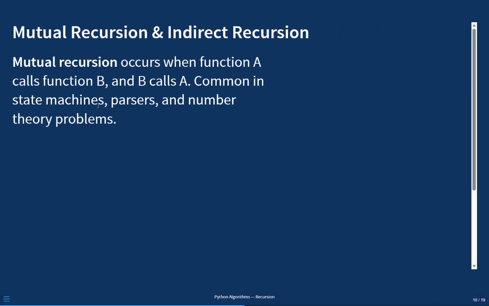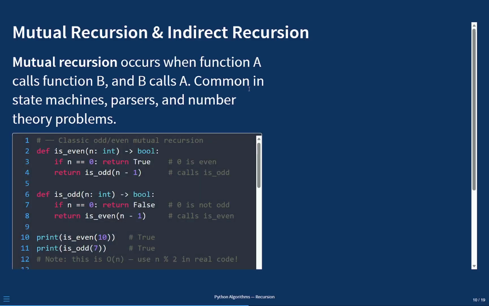Mutual recursion occurs when function A calls function B, and function B calls function A. They rely on each other, forming a cycle of calls. It's less common than direct recursion, but it arises naturally in certain problem domains.